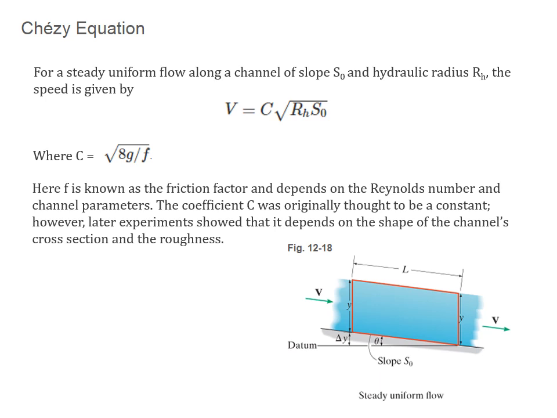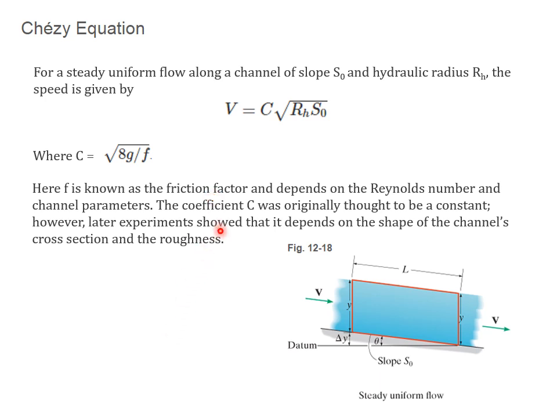There are two equations we're going to look at in this section. The first one is called the Chezy equation. For a steady uniform flow along a channel of slope S0 and hydraulic radius RH, the speed is given by the following equation, where C is equal to the square root of 8g over f. f is what's known as the friction factor, and depends on the Reynolds number and channel parameters.